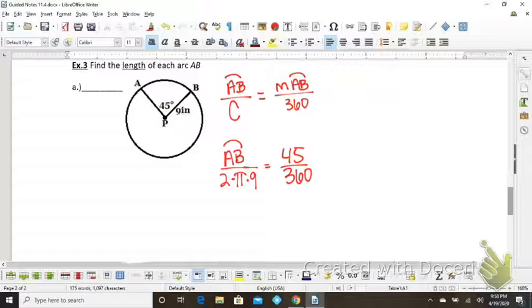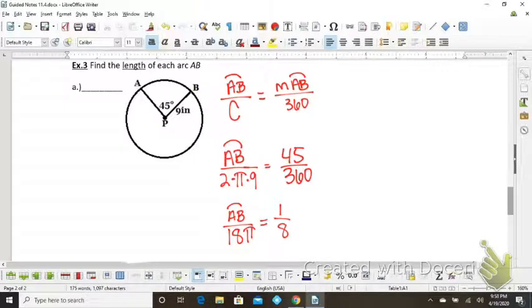Okay, we can simplify this a few different ways. So arc AB over 18 pi is equal to, if you want to go ahead and simplify that fraction, 45 over 360, that might make it a little easier for you. It's not necessarily essential. You would just have to simplify it later. This does simplify to be 1 over 8. So in my opinion, that makes it a little bit easier.